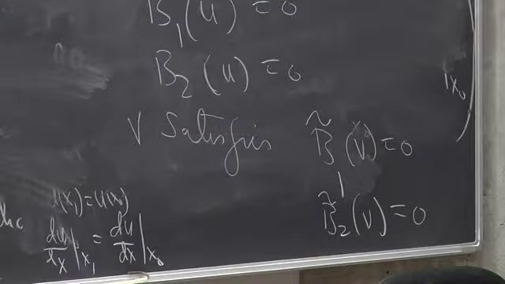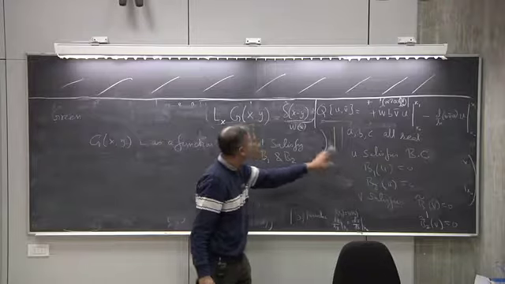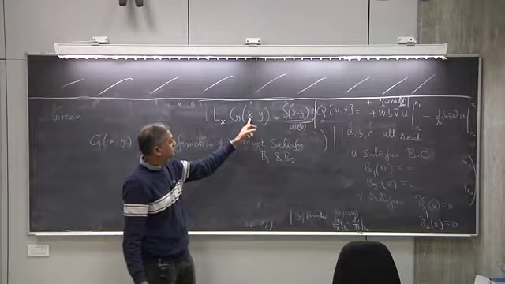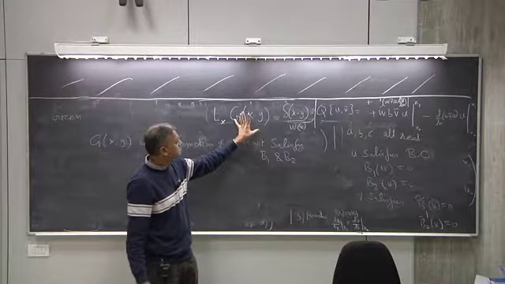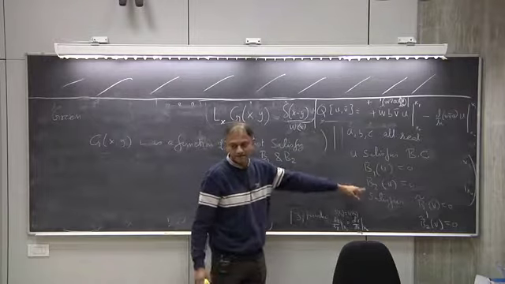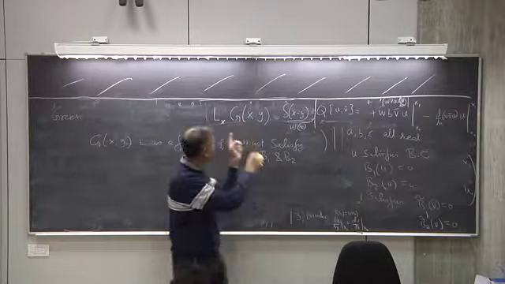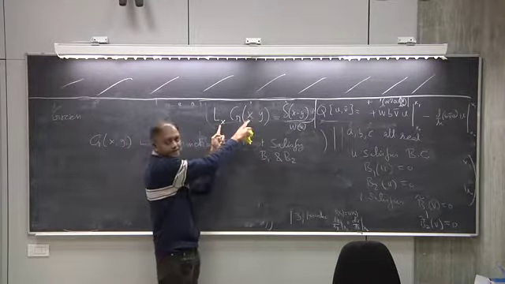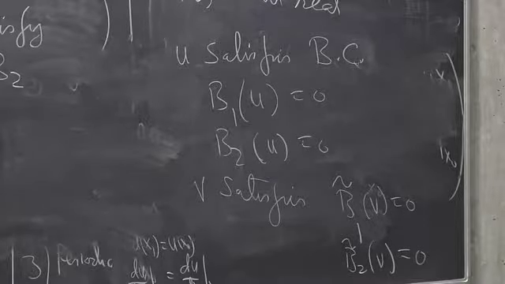Since L is supposed to act on functions which satisfy these boundary conditions, as a function of x this Green's function G(x,y) must satisfy the same boundary conditions as U satisfies. Because this L_x is acting on the x part here.